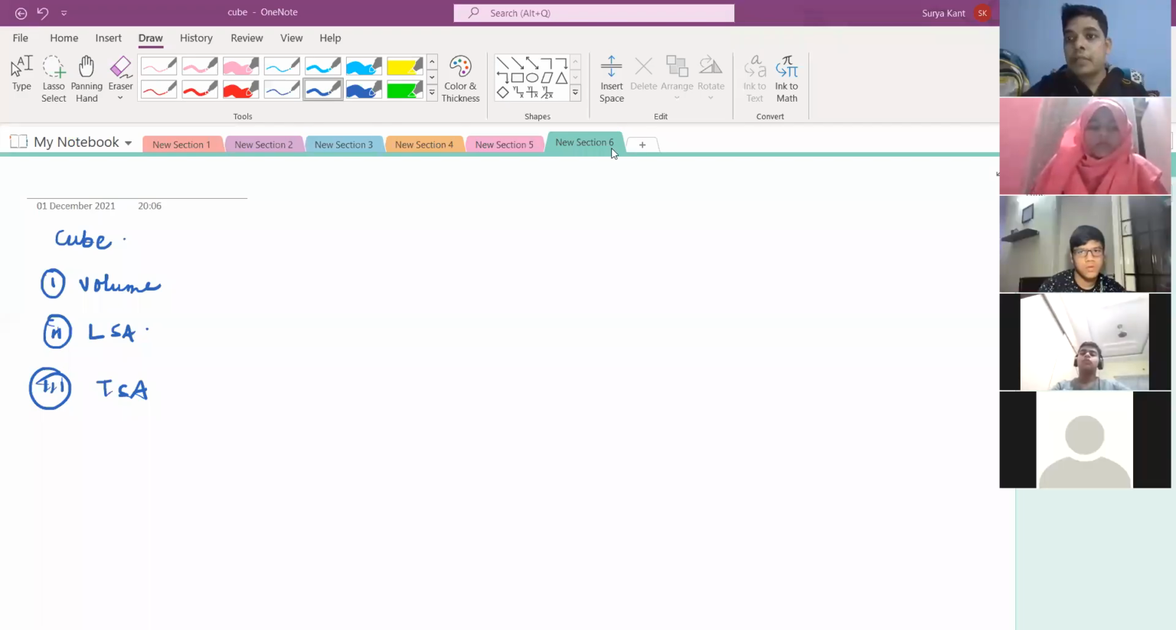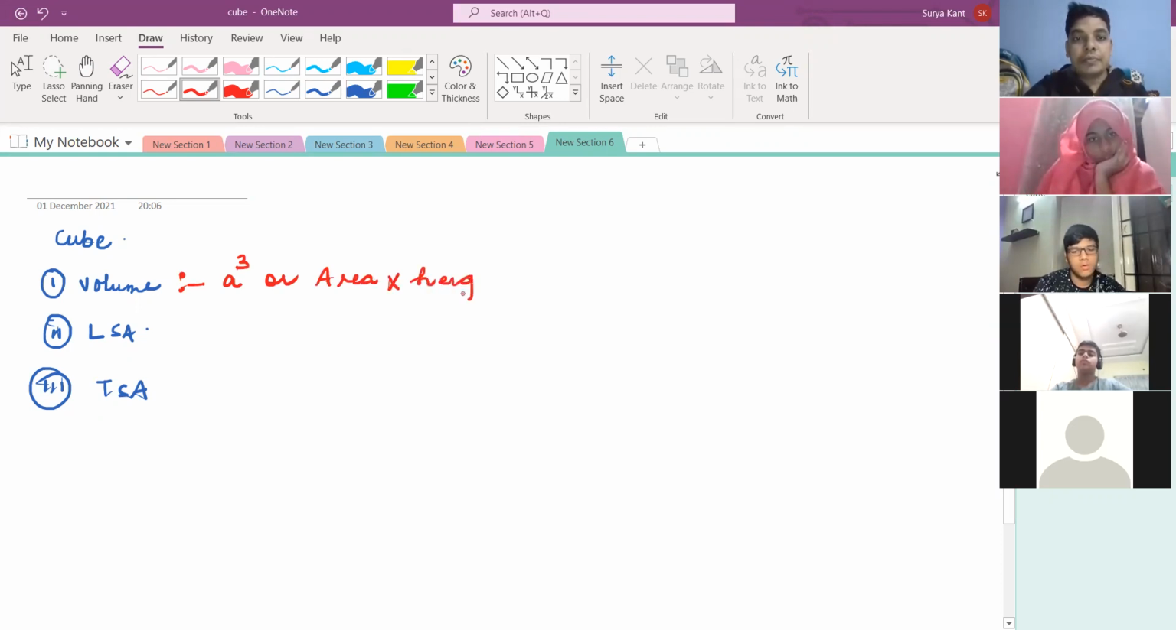Okay, just tell me, what is the formula for volume? Side A cube, A to the power 3, or you can say area into height, correct? Area into height is nothing but volume.